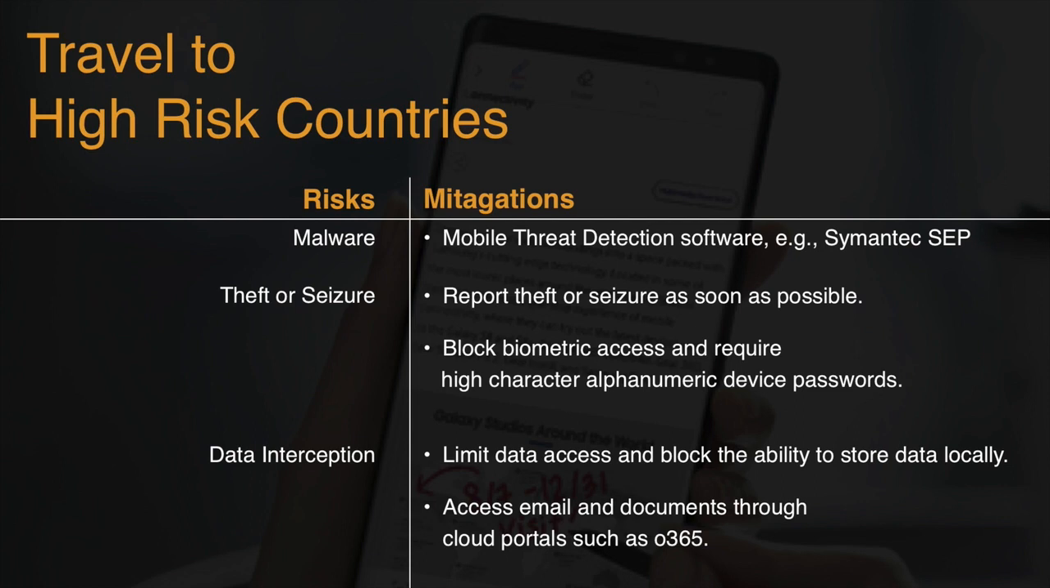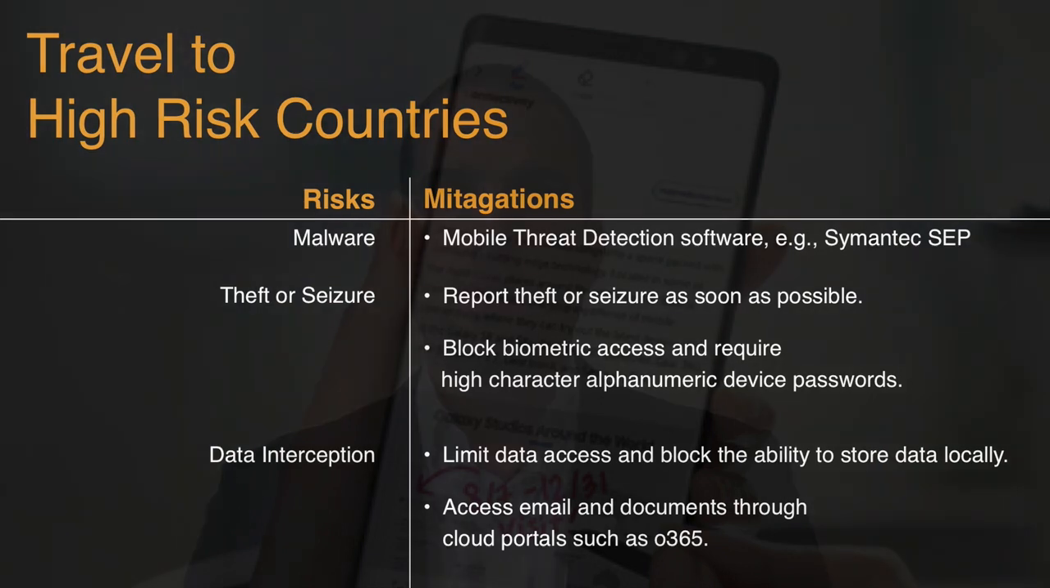Employees need some level of data access while traveling abroad, and this can be provided securely at a minimum level through the following methods: mobile threat detection, for example, Symantec SEP, reporting theft or seizure as soon as possible, blocking biometric access and requiring high-character alphanumeric passwords on the mobile devices, limiting data access and blocking the ability to store data locally, and accessing email and documents through cloud portals such as O365.